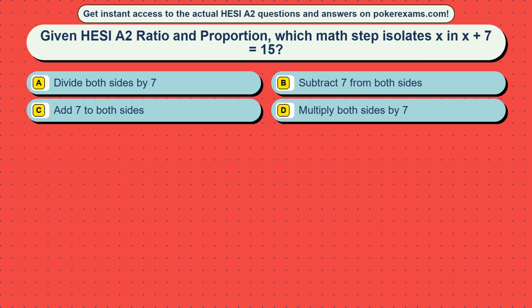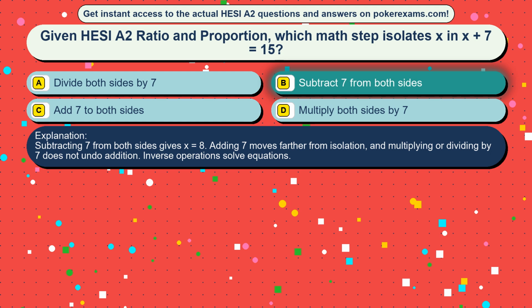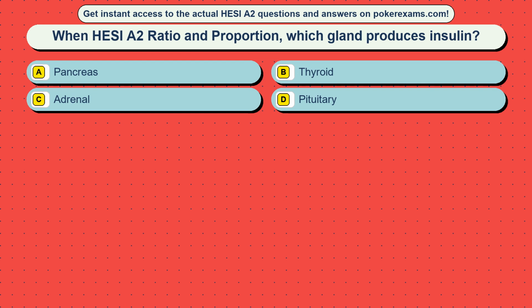Question 48. Given HESI A2 ratio and proportion, which math step isolates x in x plus 7 equals 15? Option A, divide both sides by 7. Option B, subtract 7 from both sides. Option C, add 7 to both sides. Option D, multiply both sides by 7. The correct answer is option B, subtract 7 from both sides. Subtracting 7 from both sides gives x equals 8. Adding 7 moves farther from isolation, and multiplying or dividing by 7 does not undo addition. Inverse operations solve equations.